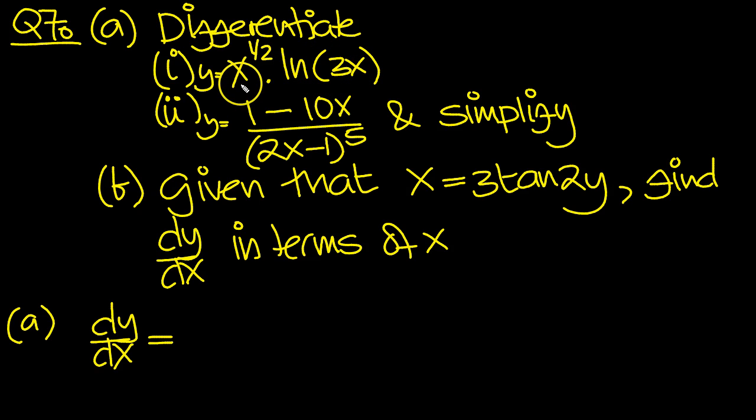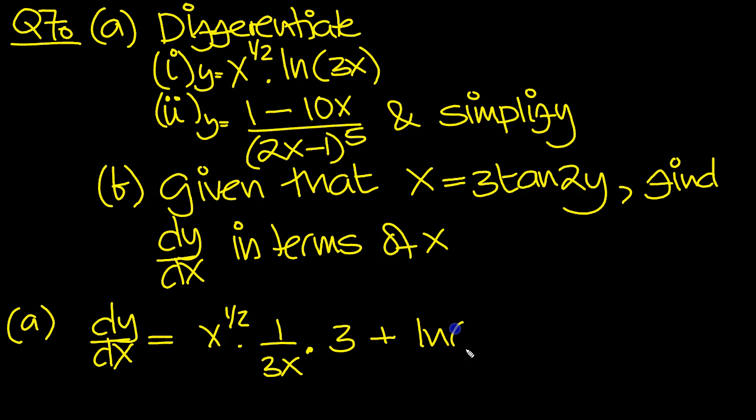So use the product rule then, u times dv/dx. This is a function of functions, so log of something goes to 1 over the something, multiplied by the something differentiated, which is 3. That's u dv/dx plus v times du/dx, which is our power rule, half x to the minus half, 1 less of the power.